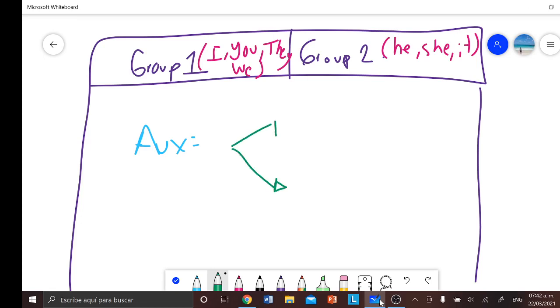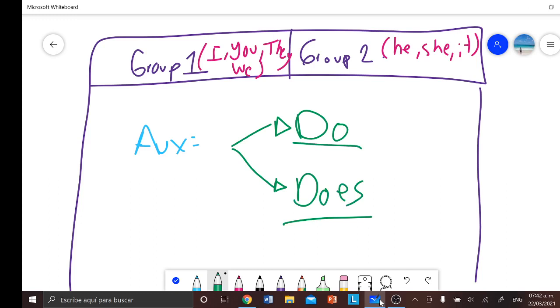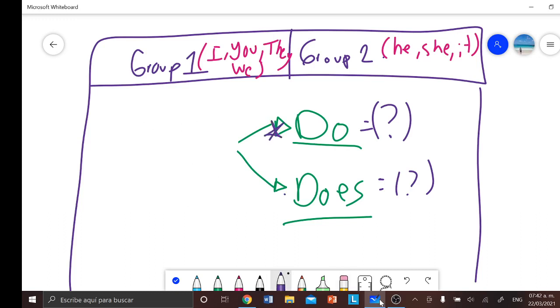One is going to be the auxiliary do, and the other one is going to be the auxiliary does. These are the ones that we have over here. Esos que tenemos aquí, they're going to help us, nos van a ayudar a formular o a crear preguntas. Okay? Now, it's more than obvious that each of them will be used with a specific group of subjects, okay? I believe that you can have the idea, supongo que ya más o menos tienen la idea de cómo se va a utilizar.